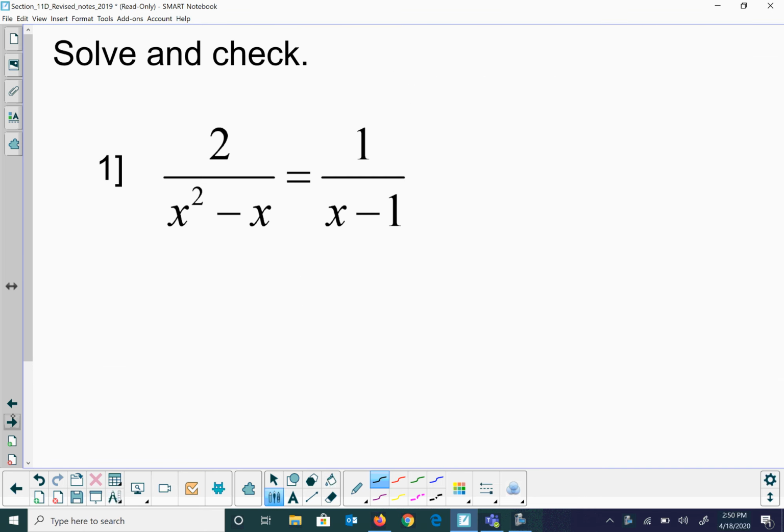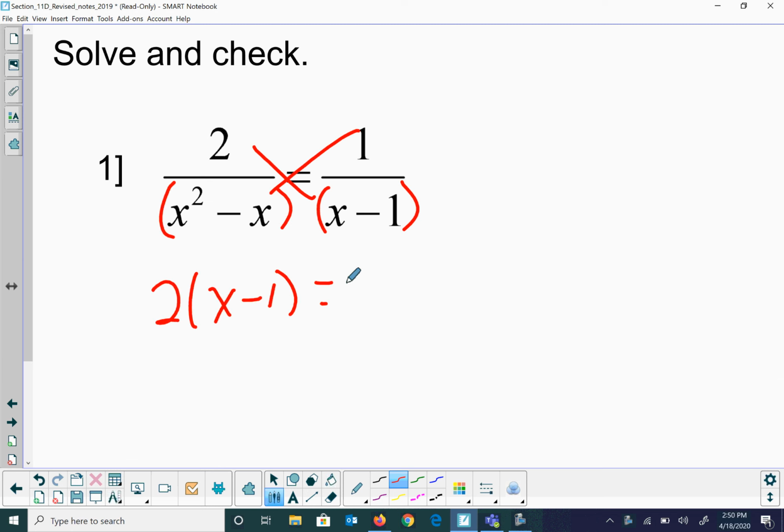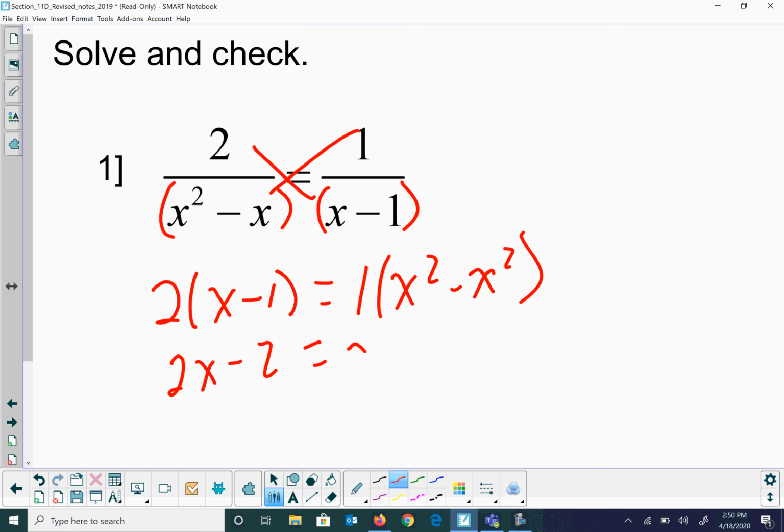Okay, so I have two fractions equal to each other. Agree? So I'm just going to cross multiply. Make sure you put these in parentheses and cross multiply. So you get 2x minus 1 equals 1 times x squared minus x. Distribute over the parentheses. Oops, that should have been just an x. Sorry. And then let me make it equal to 0.